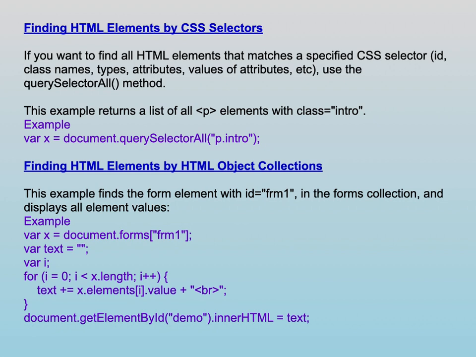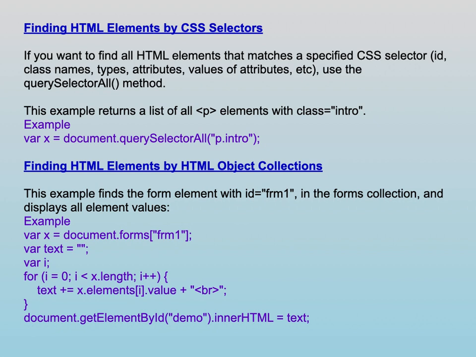p is the tag name and intro is the class name. So dot represents class, hash represents id. So here p dot intro represents paragraph with class name equal to intro. So all the paragraph elements with class equal to intro will be selected by the document dot querySelectorAll method, provided p dot intro is the argument.